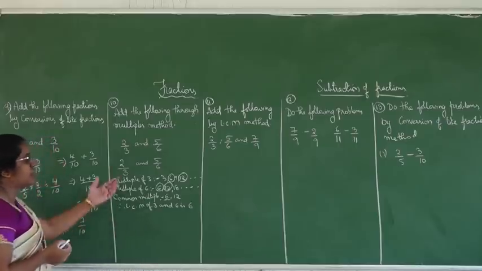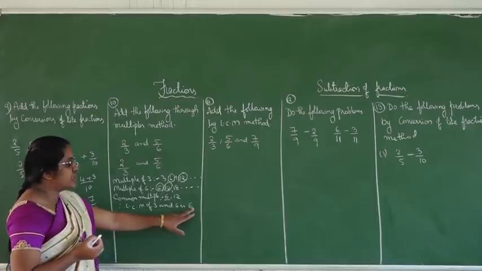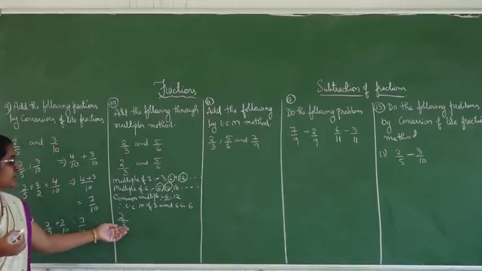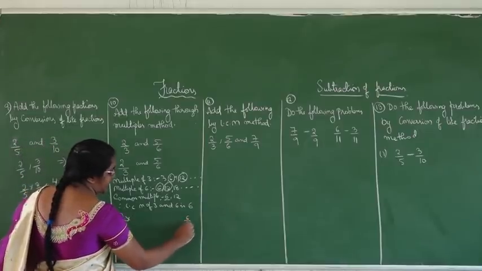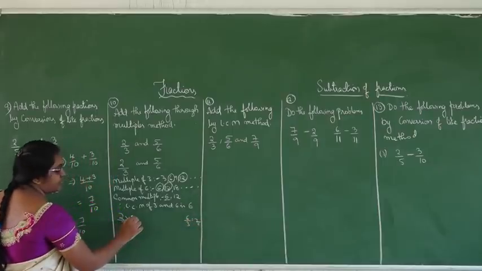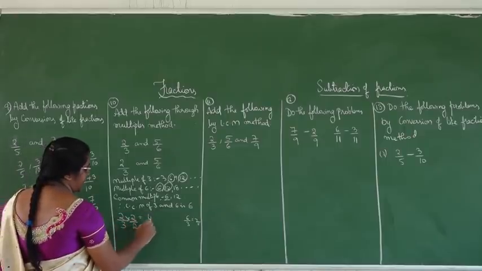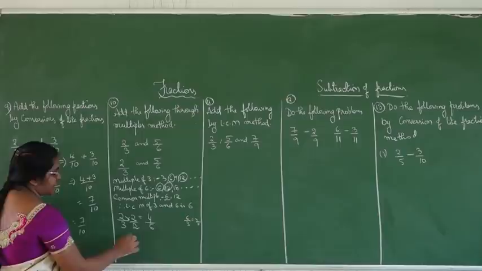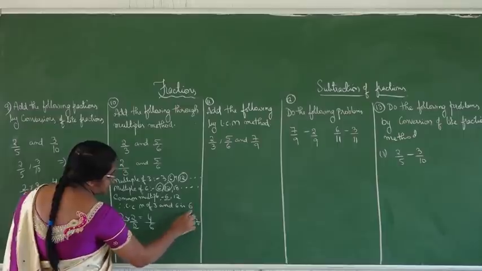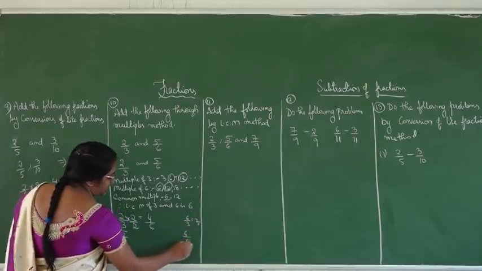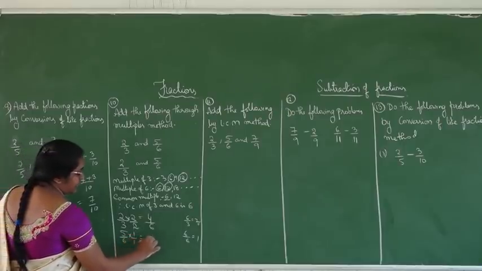Now the LCM is 6, and you have to make the denominators equal. The first fraction is 2 by 3. Since the LCM is 6, you have to see how many times 3 goes into it. We should multiply both numerator and denominator: 6 divided by 3 is 2 times, so multiply both by 2. That is 2 2s are 4 and 3 2s are 6. The second fraction is 5 by 6. The LCM divided by the denominator is 1 time, so you multiply both by 1. That is 5 by 6.